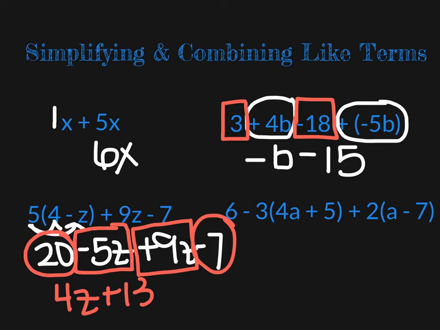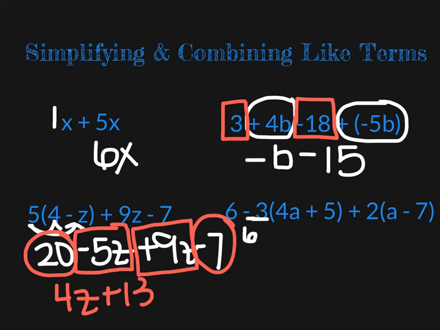And last but not least, I have to distribute 6 minus 3 times the quantity 4a plus 5 plus 2 times the quantity a minus 7. Always, always, always distribute first. So I'm not going to do anything with my 6, but I'm going to drop it down so that I don't forget about it. And then I'm going to distribute this like a negative 3.